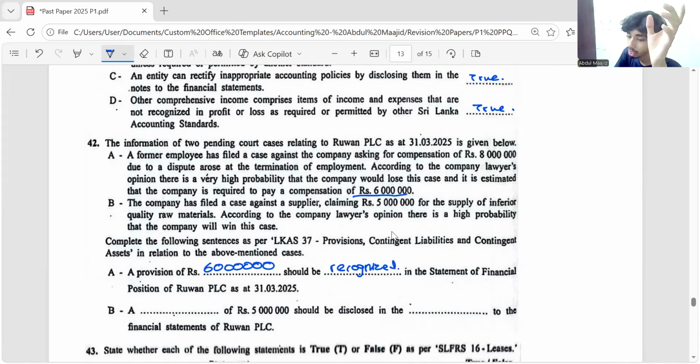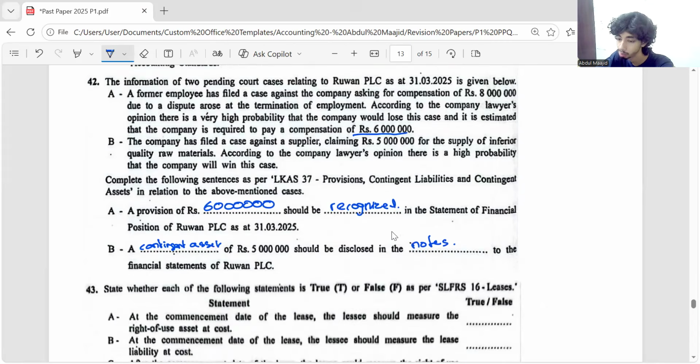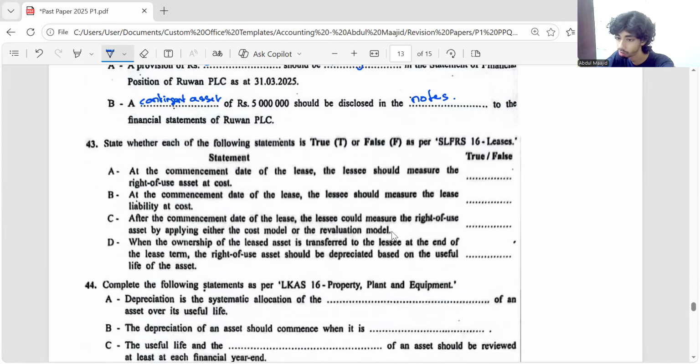So here, a contingent asset of 5 million should be disclosed in the contingent asset. We are not recording it as an asset. Instead, we are disclosing it in the note to the financial statement. 43. Again, true or false.